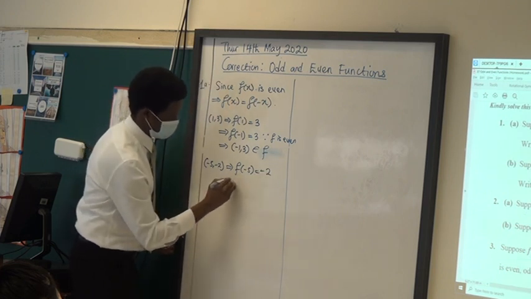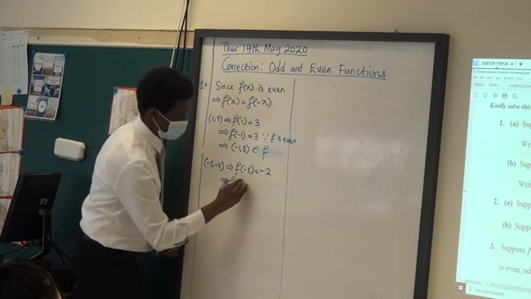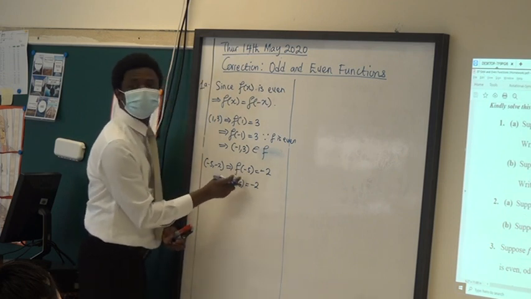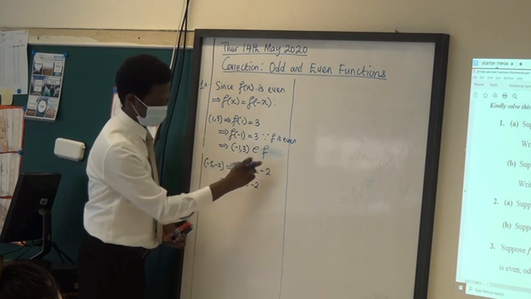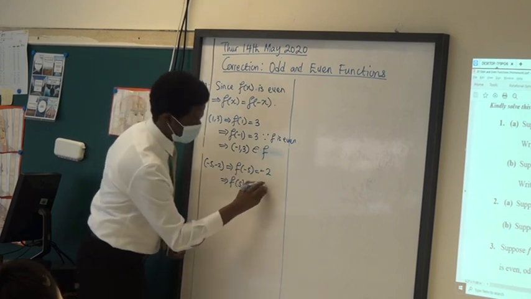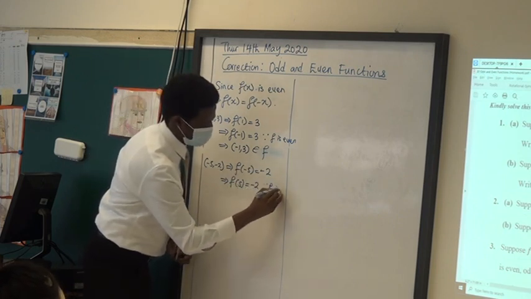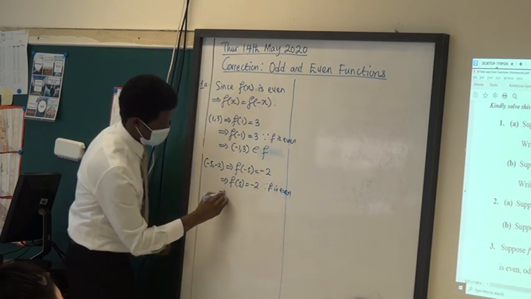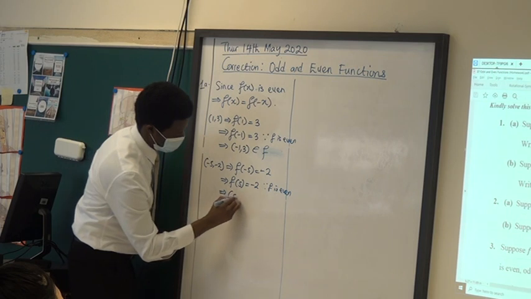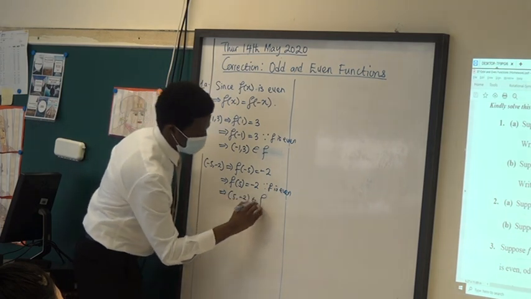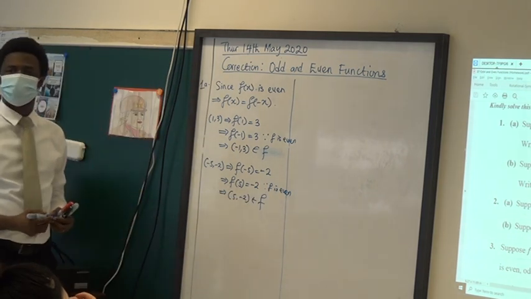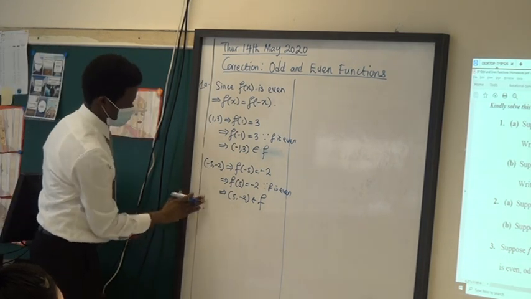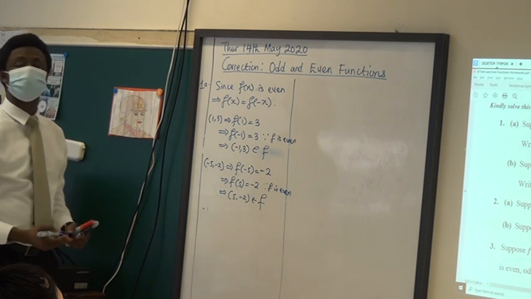This implies what? F of 5 will be equal to, you see, this is x and minus x. And they must be the same. Because what? F is even. It's an even function. Okay? And this now brings 5, minus 2 as another point on the graph. Okay? So the 2 points are this and this. We don't have to write again.